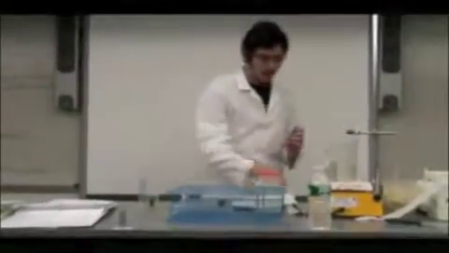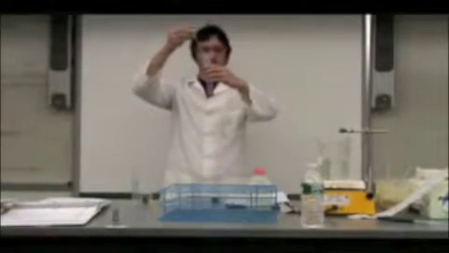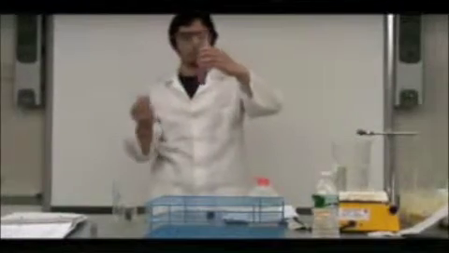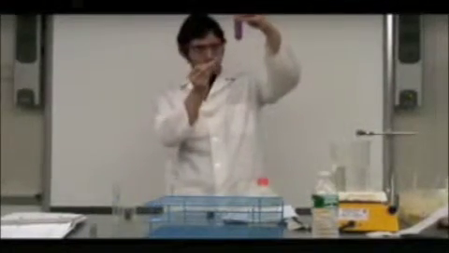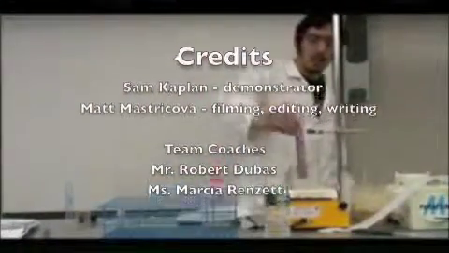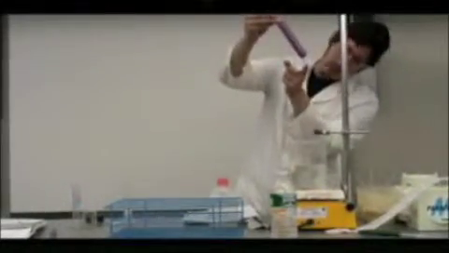Now, if I add a small amount of lead nitrate, the lead will form with the chloride and make lead-2 chloride, which is an insoluble white precipitate. So if we put it in hot water, if you look down here, you will see that the solid dissolves.